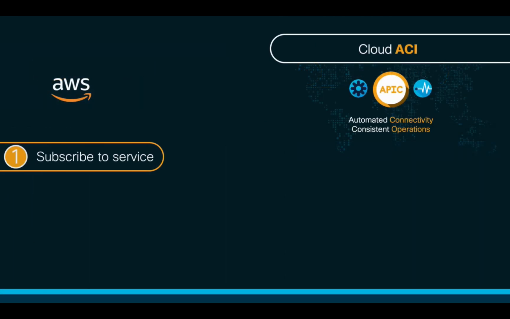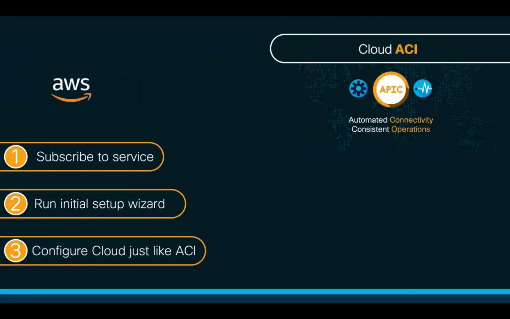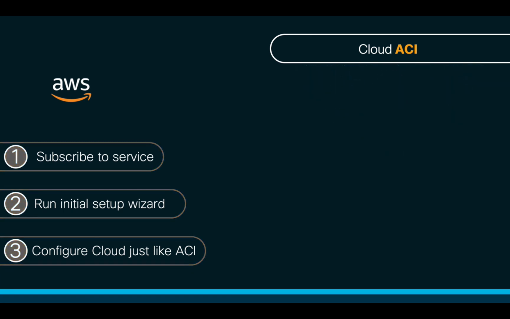We will take three main steps to achieve our goal using Cloud ACI on AWS. 1. We will subscribe to the Cloud APIC service. 2. We will run the initial setup wizard. And 3. We will configure the logical network just as we know it already. I will take you through all these steps to achieve connectivity. But before we get started with the configuration, there are some prerequisites we need to follow.